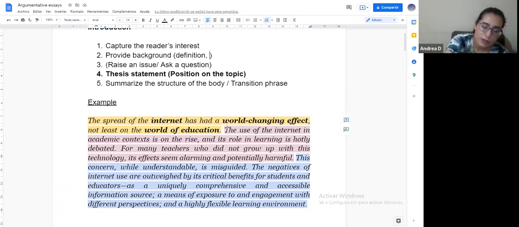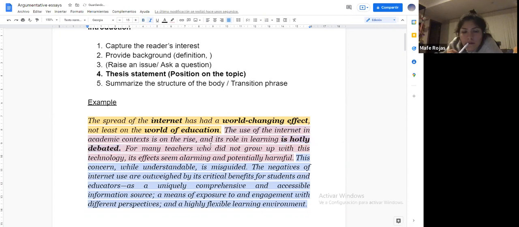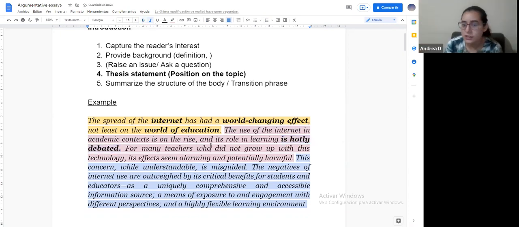So for example, here the author is saying, the use of the internet in academic contexts is on the rise. So it's something that's growing and growing, and its role in learning is hotly debated. This is very common. I think I was mentioning this: to have one of those phrases, like this is a controversial issue, a debatable topic, something like that. So you're showing the importance. Now, for many teachers who did not grow up with this technology, its effects seem alarming and potentially harmful.